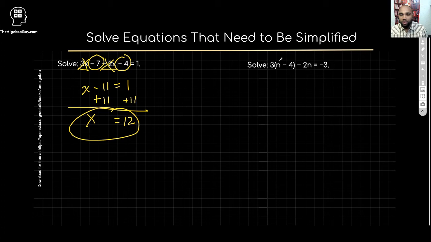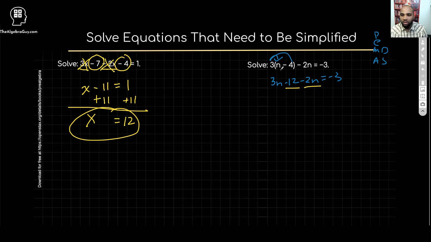All right, now this one is telling us to distribute. So the first thing I'm going to do is parentheses. I'm going to deal with this distributing, thanks to PEMDAS, remembering that. So I'm going to go 3 times n is 3n. 3 times negative 4 is negative 12. And bring down my negative 2n equals negative 3. I do notice that I can combine my like terms.